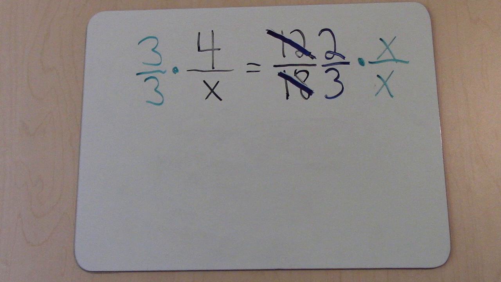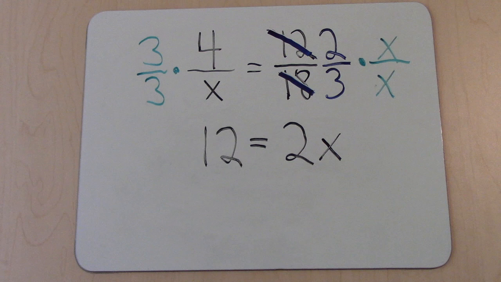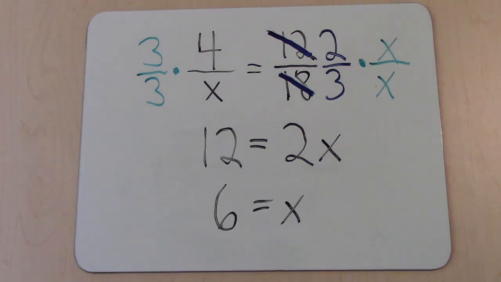So we got 3 times 4, we got 12 equals 2x. And then we just got one simple step from there, divide both sides by 2. And again, we get x equals 6 because it's the same problem. We just solved it in a little better way.